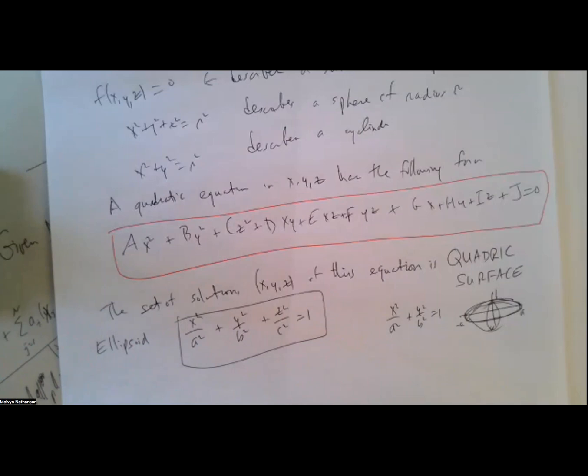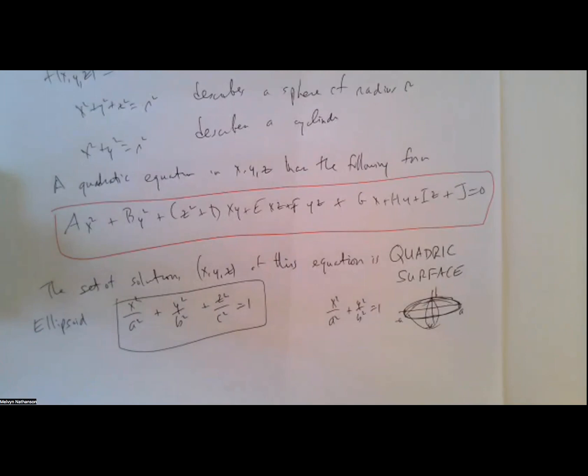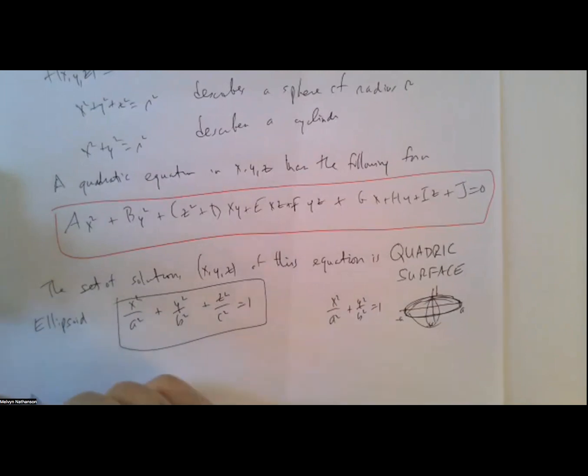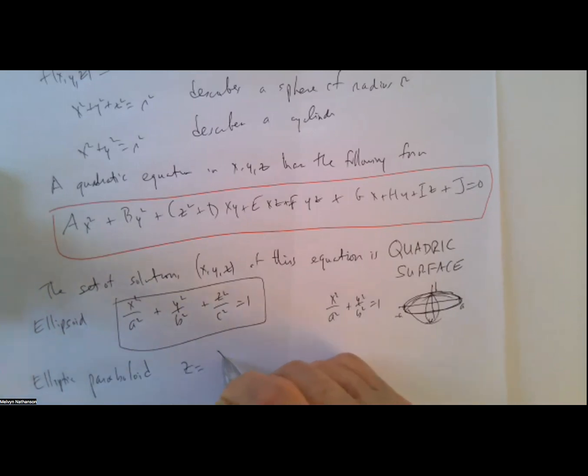What is another example? Second example is what the book calls an elliptic paraboloid. So an elliptic paraboloid is something which satisfies an equation like z equals x squared over a squared plus y squared over b squared.